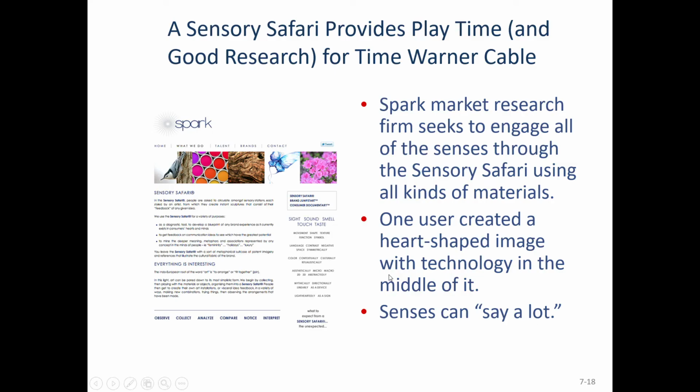A sensory safari provides playtime and good research for Time Warner Cable. Traditional focus groups are used by business for a variety of reasons, most notably for the opportunity to see how potential consumers will react to new products or new services. But new focus group techniques are bringing this experience to another level. Spark, a New York-based market research company, has sought to engage all of the senses of consumers as a way to understand the potential product or service.